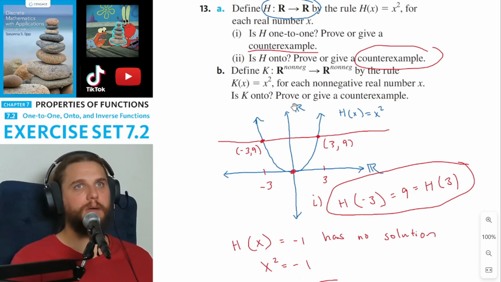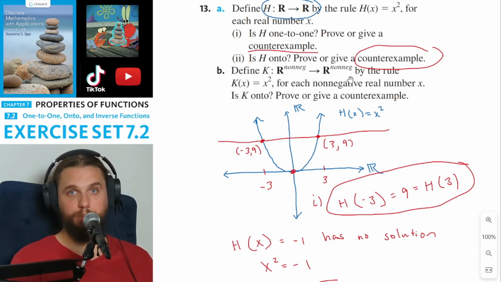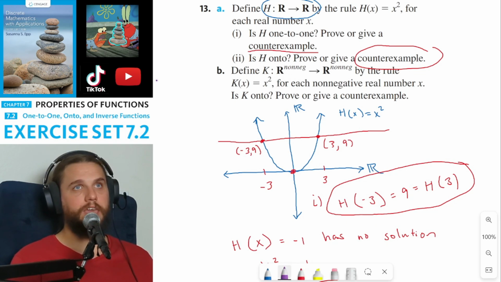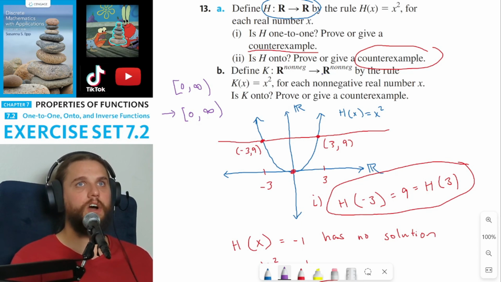But now let's talk about this new function, k, from the non-negative real numbers to the non-negative real numbers. Specifically, if you've taken calculus or pre-calculus, this is the interval from 0 to infinity to the interval from 0 to infinity. So that's what they mean by R non-neg to R non-neg. That's the interval from 0 to infinity to the interval from 0 to infinity.